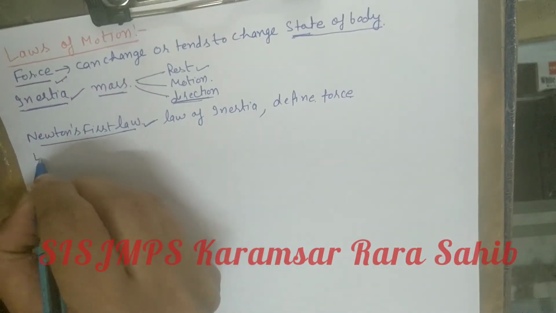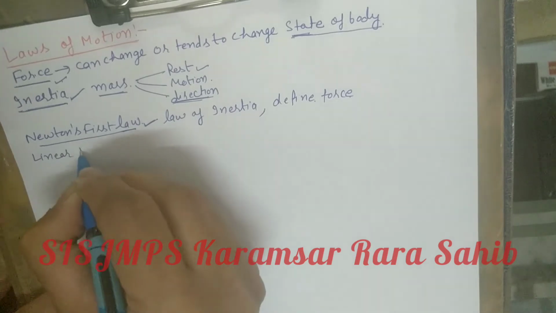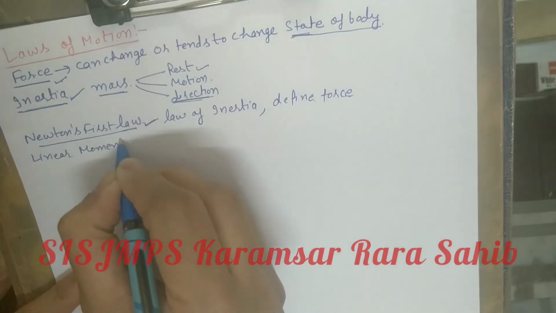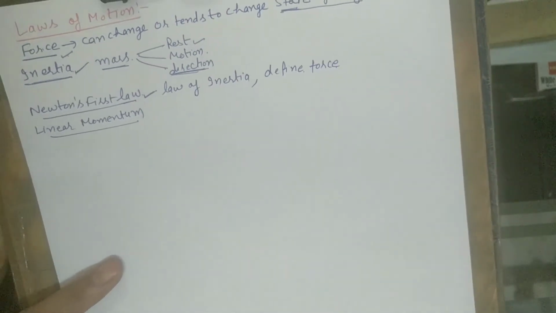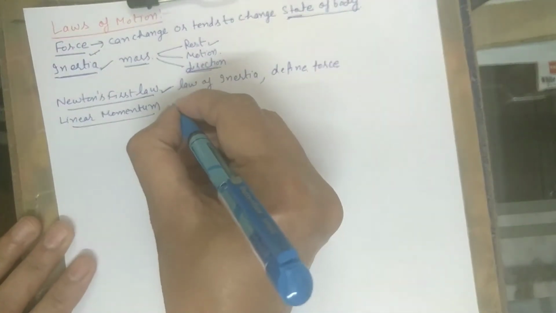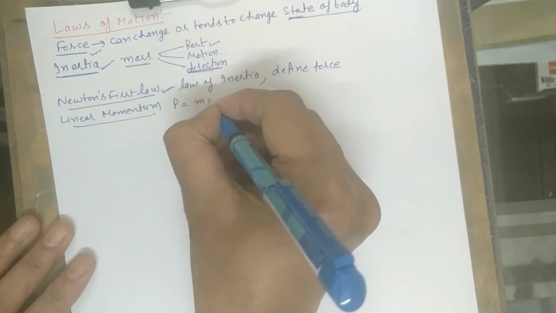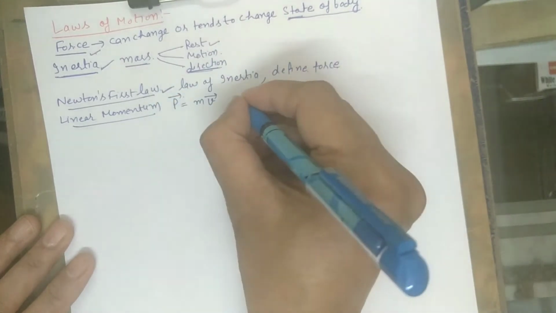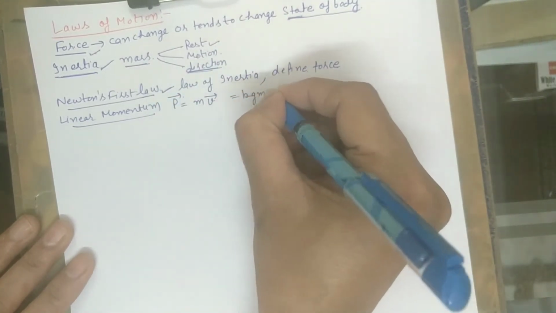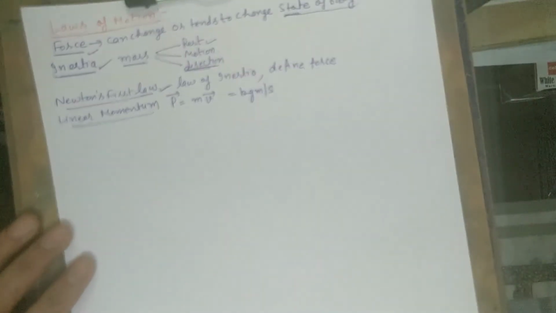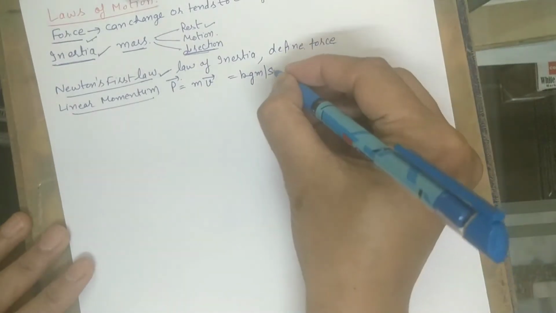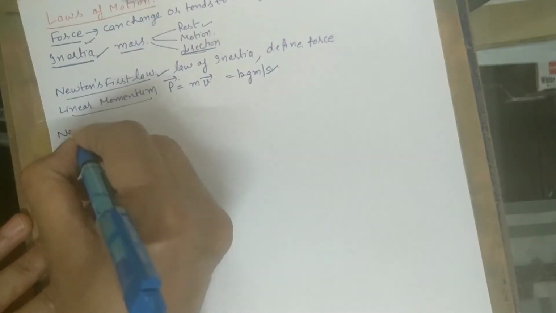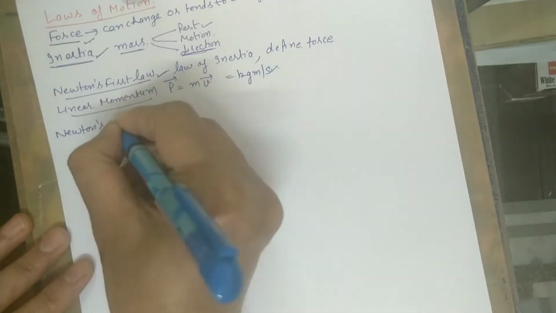Then we have the term linear momentum. Quantity of motion contained in a body is called the linear momentum. It is a vector quantity denoted by P, mass into velocity, measured in kilogram meter per second in SI system. This quantity is defined to describe Newton's second law of motion.